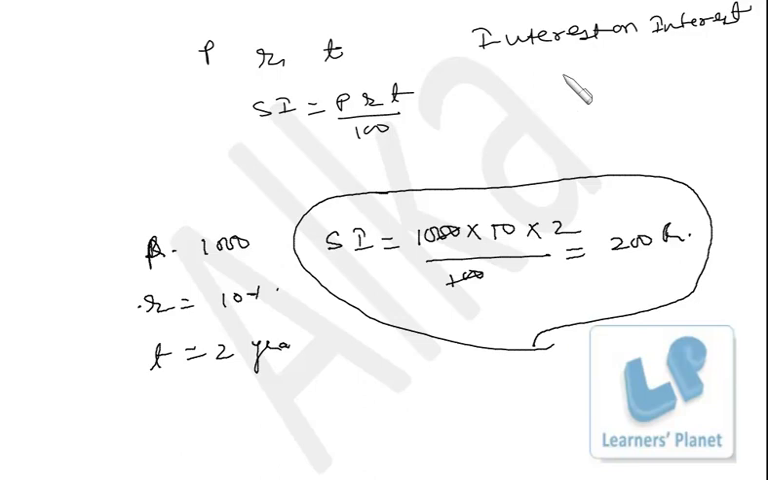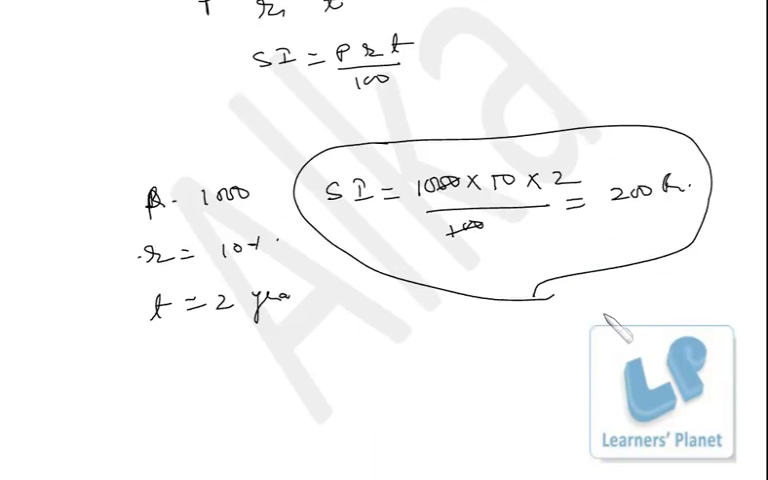Now what exactly is compound interest? Compound interest, as I have told you, is interest on interest. See what happens after the first year. 1000 rupees with 10% interest, you are getting rupees 100 as interest. Now after 1 year, your principal becomes 1100 rupees, right? 1000 is the original principal, and now 100 rupees has also accumulated in your account. Suppose you are not withdrawing this interest from your bank. Suppose we take an example of a bank. You have deposited 1000 rupees at 10% interest for 2 years.